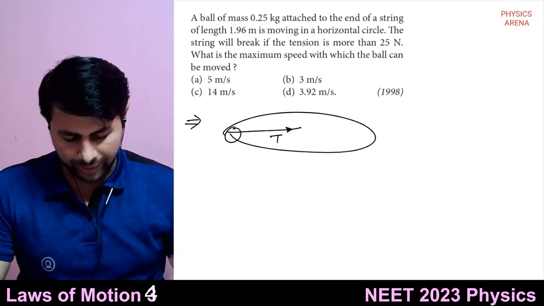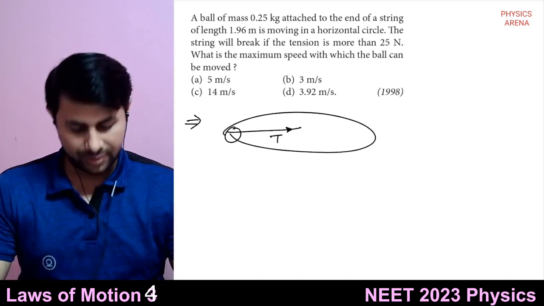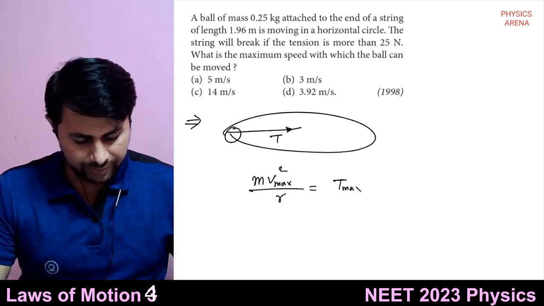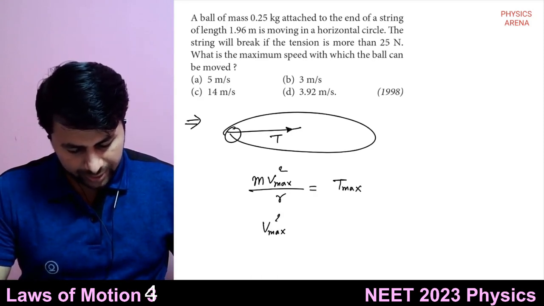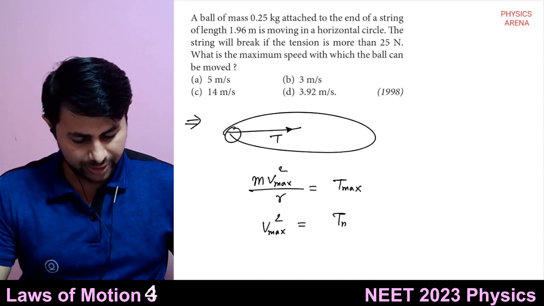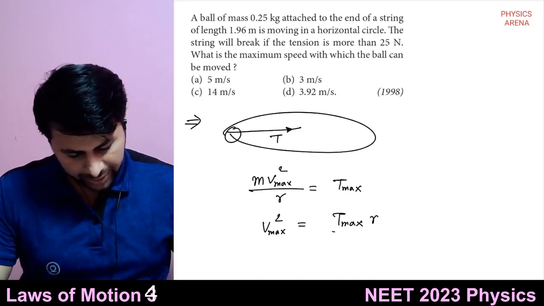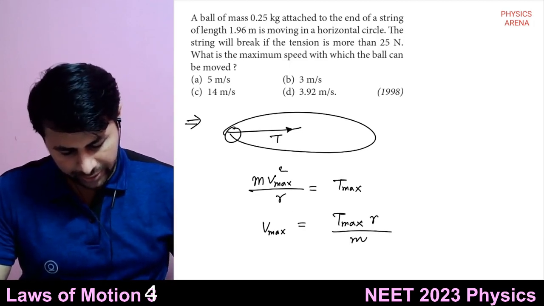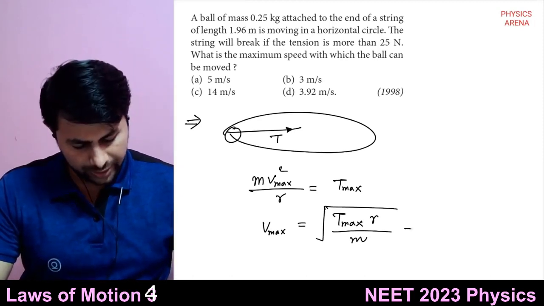Okay. So for maximum speed, the tension will be maximum, right? So m v max square by r is equal to maximum tension. Okay. So v max square is equal to the maximum tension multiplied by r divided by m, and you want the maximum speed, so you take the square root of this. Okay, and now substitute the values.